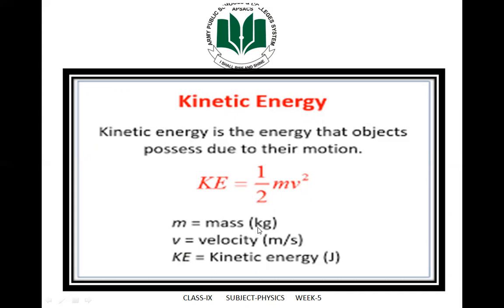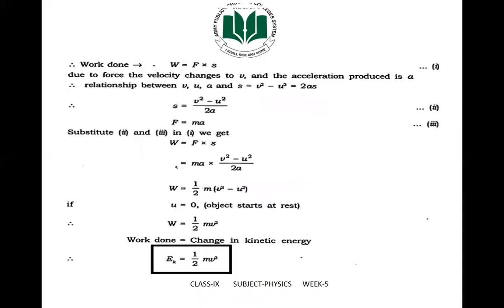m is the mass that is measured in kilogram, v is the velocity that is measured in meter per second, and kinetic energy we measure in joules. The unit of energy is joules. The energy possessed by a body due to its motion is called kinetic energy. This is the definition in your book.